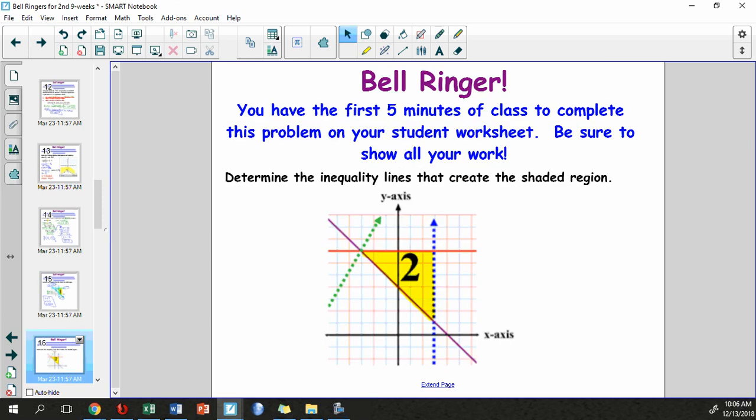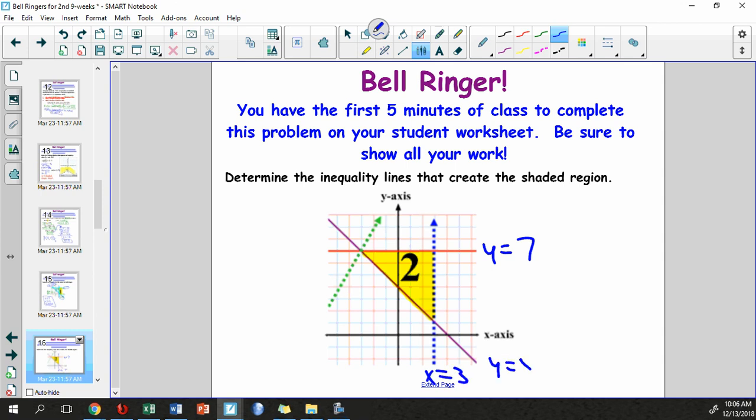Same exact concept, and I do believe they are exactly the same lines. They are. So I'm going to have y equals 7. I'm going to have x equals 3. And I'm going to have y is equal to x plus 4. So those are my 3 lines. I need to have this line, and this one. So it's the same 3 lines.